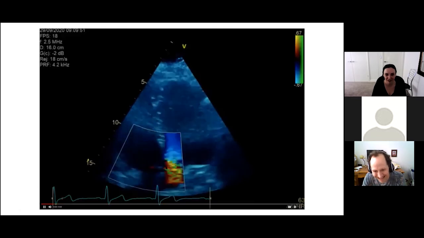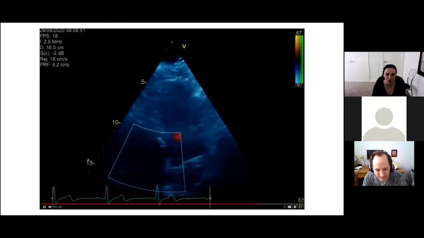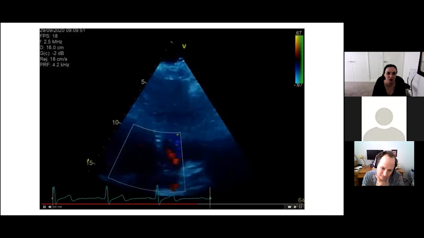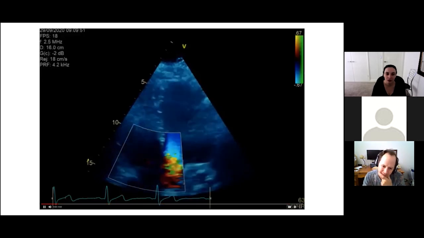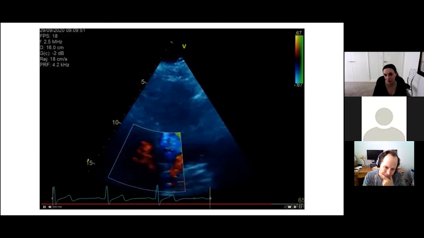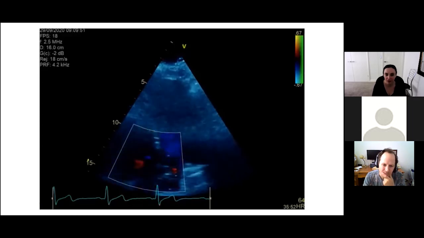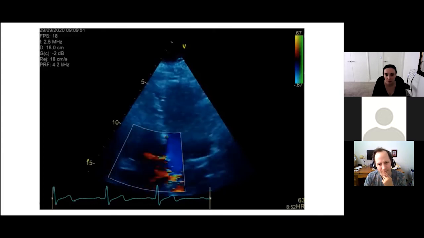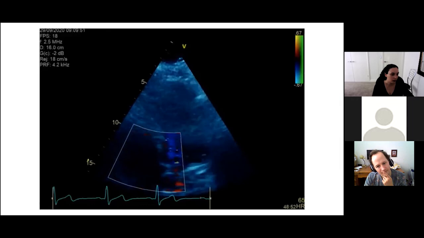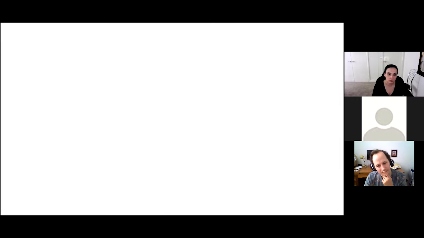Yeah, exactly. So you've got this turbulent flow, and then across this way, horizontally, you've got this flash of green. So that's more turbulent flow. That's going through the VSD. It actually doesn't project very well, so I apologize for that. And I've got a couple more views.